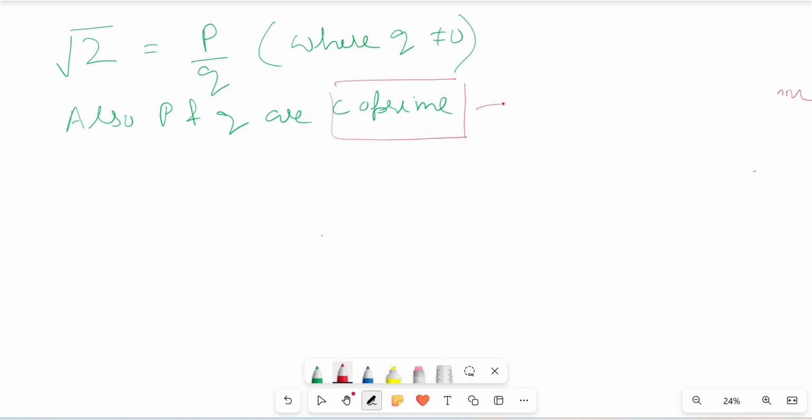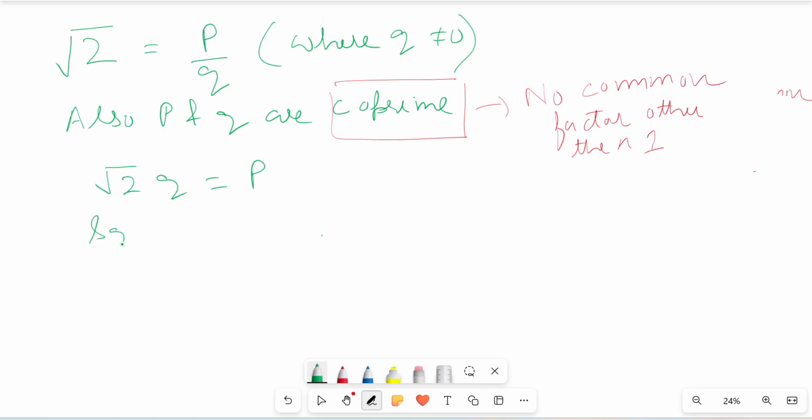There are a few keywords which we teachers look for. Co-prime numbers are numbers which have no common factor other than 1. This is important, other than 1. Whatever I am writing with red is for our understanding basically. So I will do transposition. If I send q to this side, this we have to write.